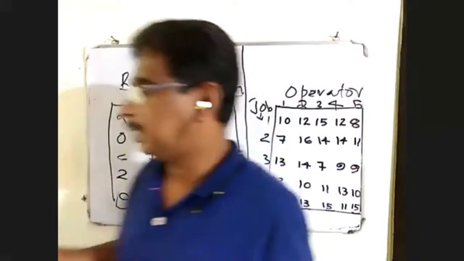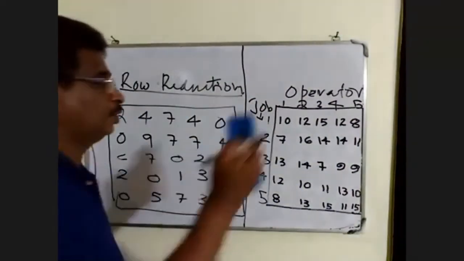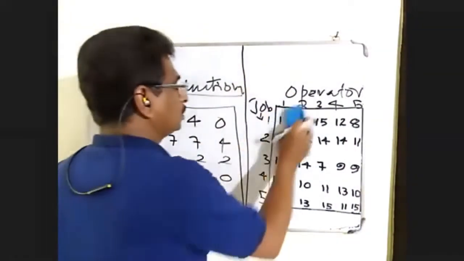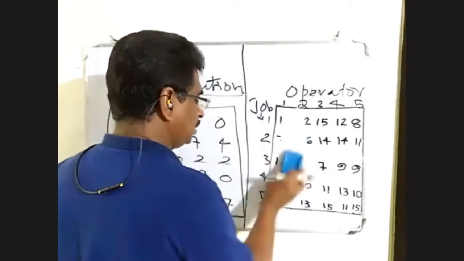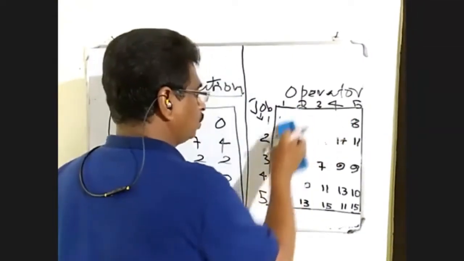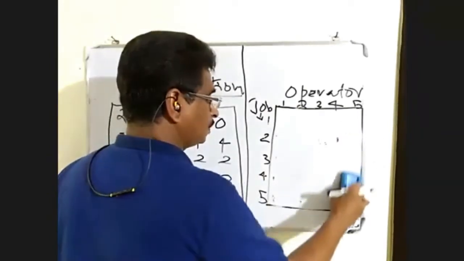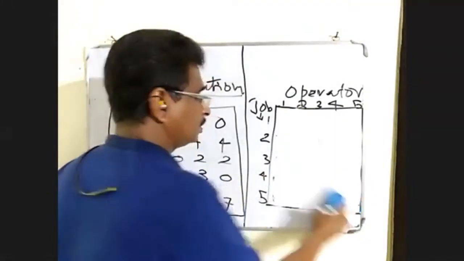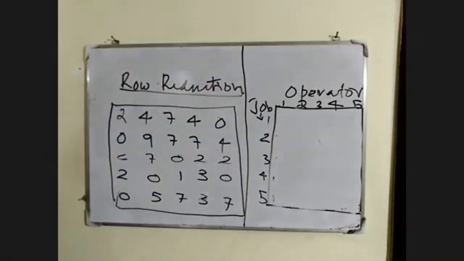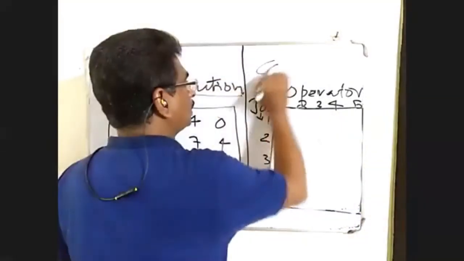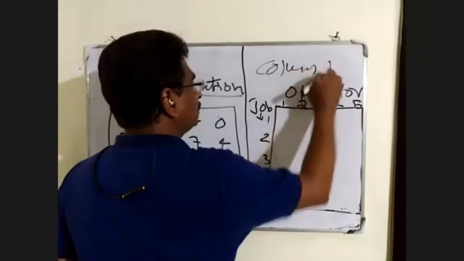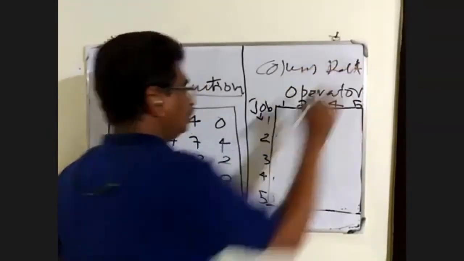The next step is column reduction. Next, you have to draw a table. That is known as column reduction. In the next step, you can write column reduction. You look at the minimum value in each column.